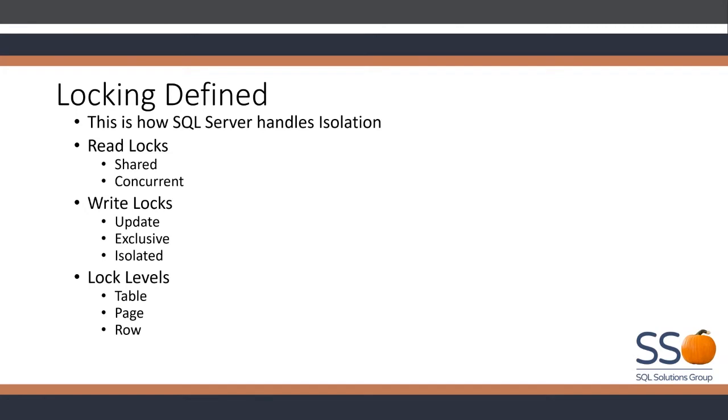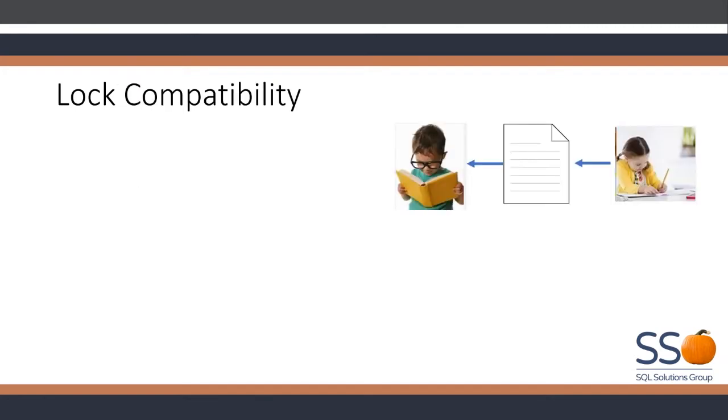Okay, the next concept is lock compatibility. What we can see here in this graphic is we have the little boy there who is a reader. He's reading his book. And we have the little girl who is a writer. She's writing to something. And in the middle, we have a page in the database. And so if we think of the reader as our shared locks and we think of the writer as our exclusive locks, which of these types of locks will prevent other activities?